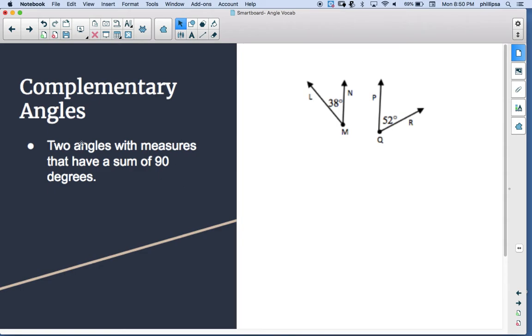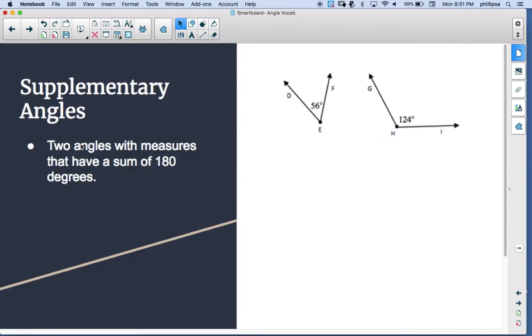So complementary angles are two angles whose sum will add to 90 degrees. So in this picture, I have two acute angles, but because 38 plus 52 is equal to 90, we could describe angle LMN and angle PQR as being complementary angles.